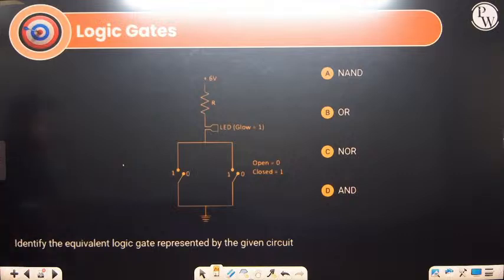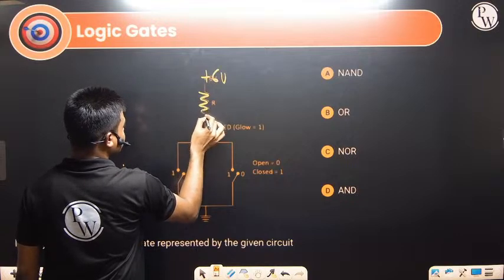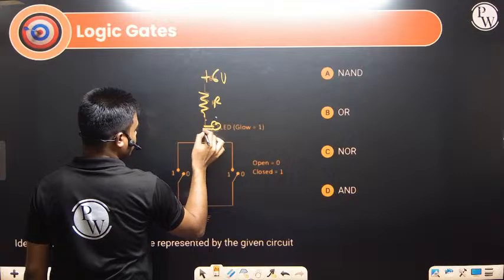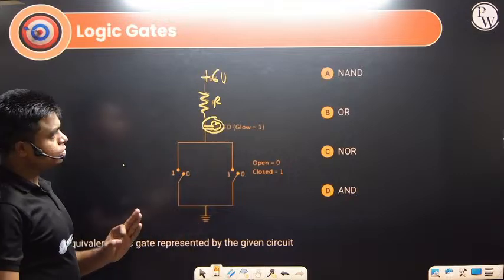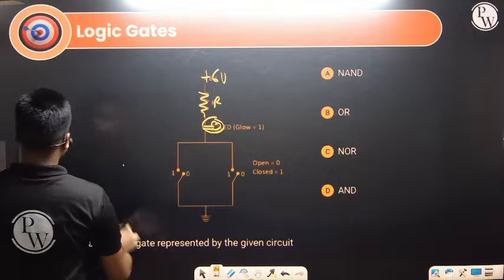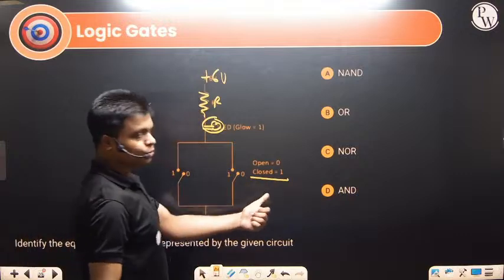So in this particular question, we have plus 6 volt, and here we have a resistance, and here we have an LED. Now when the LED glows, we write it as 1. When the LED does not glow, we write it as 0. If the circuit is open, we write it as 0. If the circuit is closed, if the key is closed, we write it as 1.